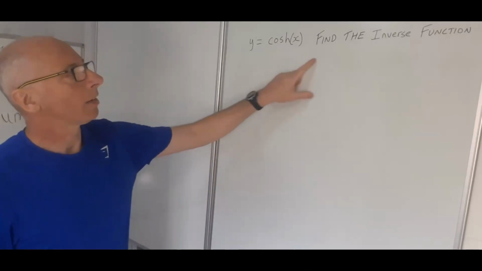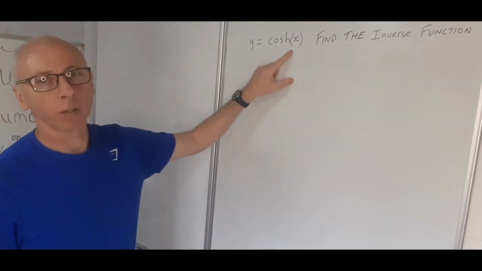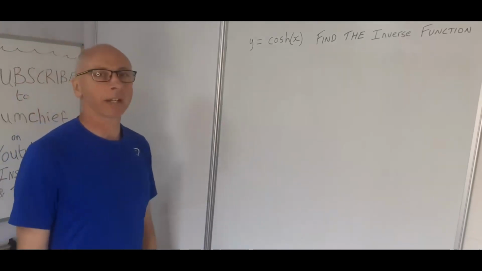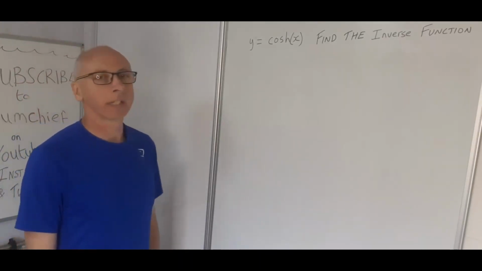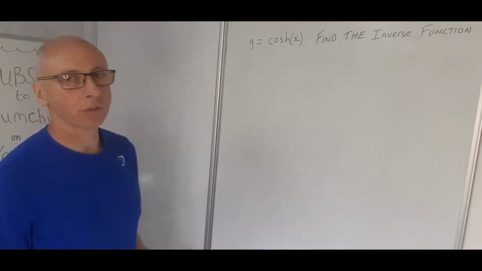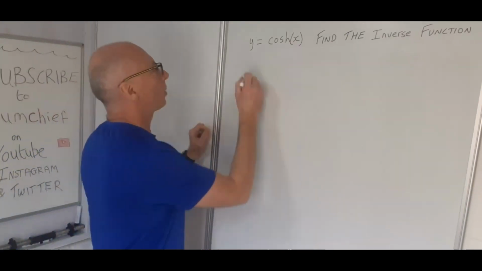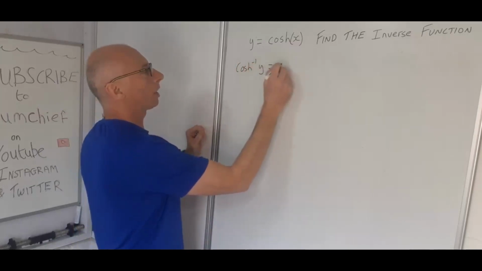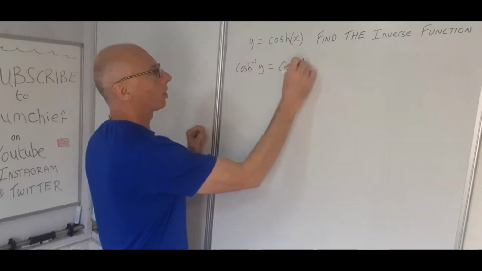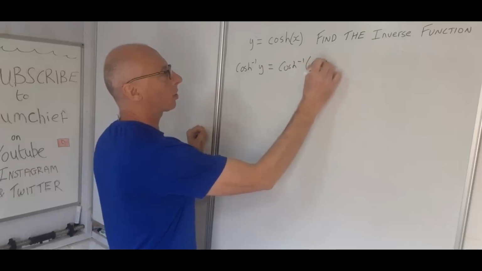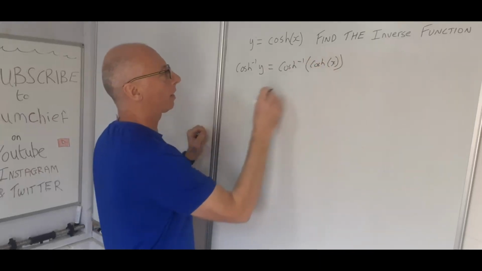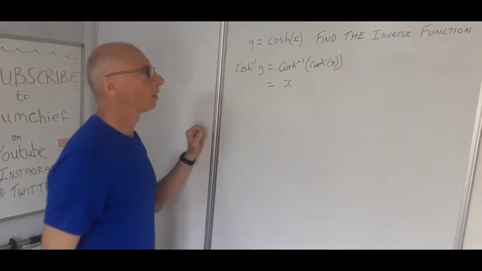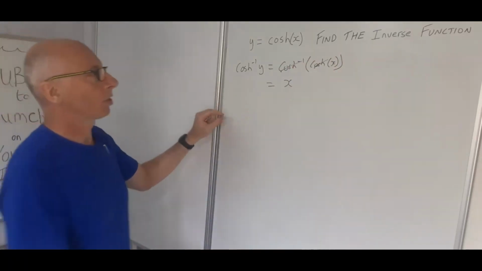Okay, so the question here is: find the inverse function of y equals cosh of x, and we're going to want to try and achieve that without using any trigonometric functions. If it was allowed to include a trigonometric function, all we'd have to do is go inverse cosh of y equals inverse cosh of x, and that would just give us x, because these two would cancel, and that would give us a solution.